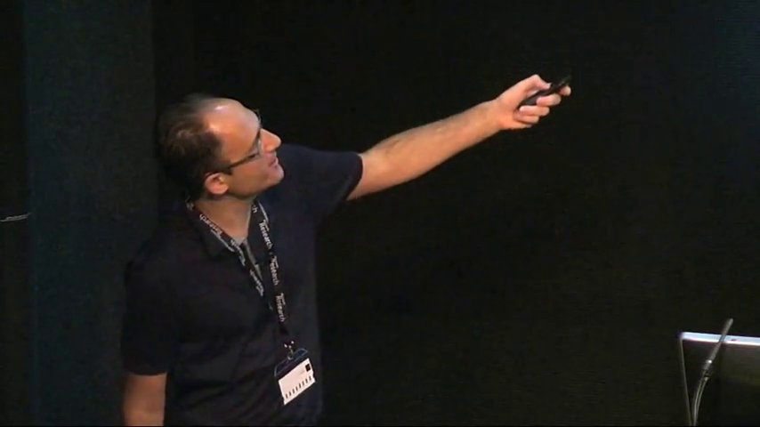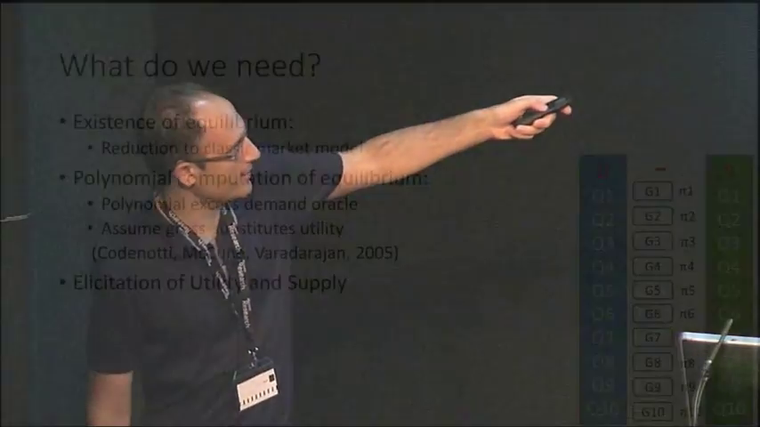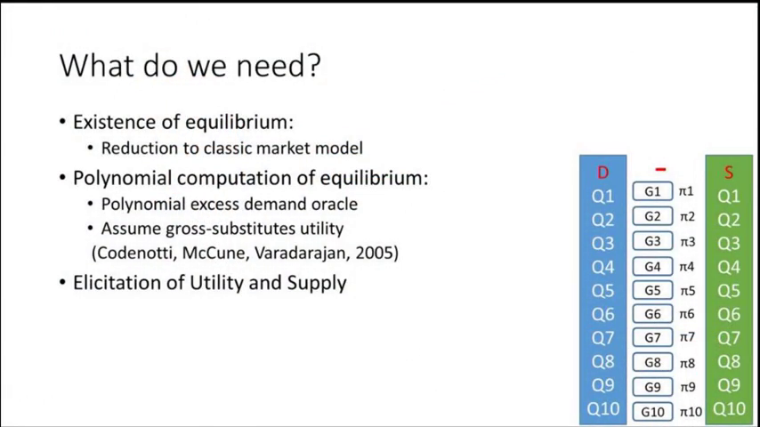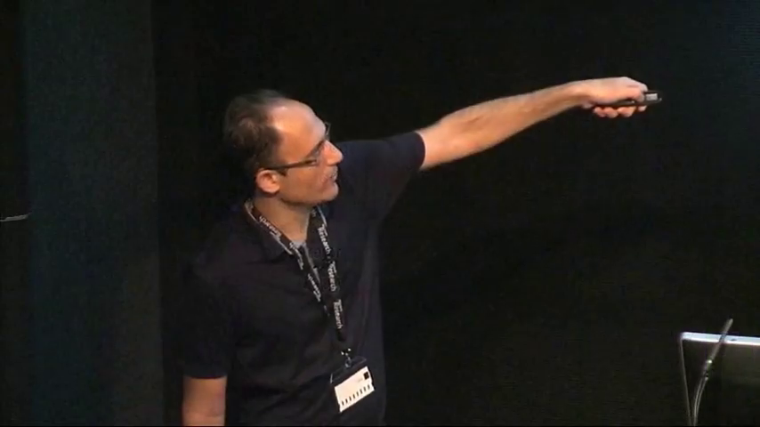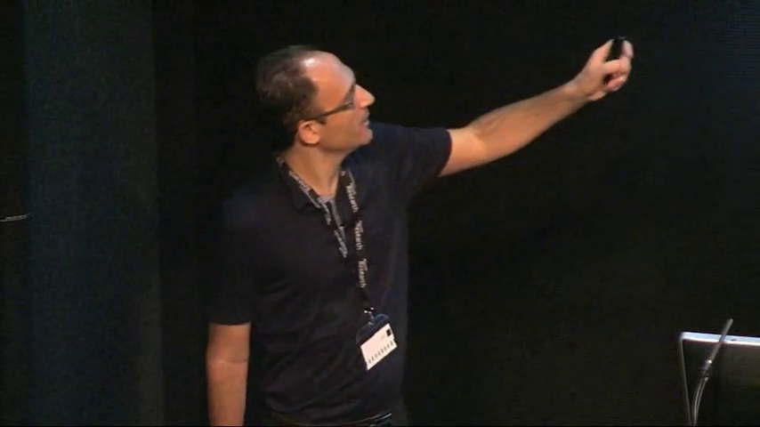And to do that, I will show what's called an excess demand oracle. Excess demand is just the difference between the aggregate demand on one side and aggregate supply on the other side. And demand and supply can actually be correspondences. They don't have to be functions. So there can be multiple bundles that maximize the utility of a buyer. So an excess demand oracle would have to go through all those options and find the excess demand vector that minimizes this excess demand, in the sense that its largest coordinate is minimal. So we will need this polynomial excess demand oracle.